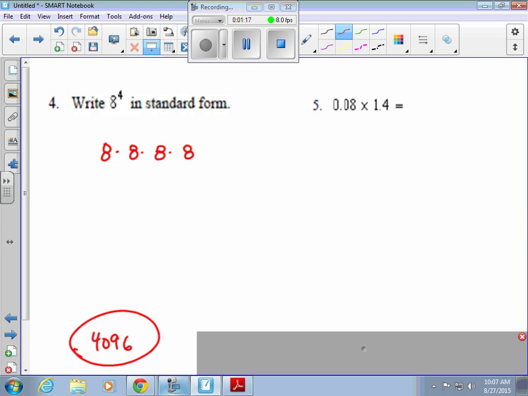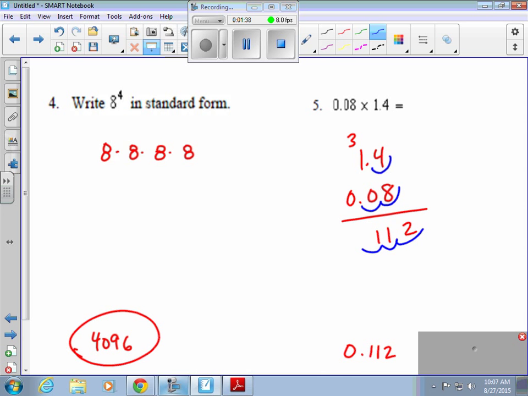For number 5, it says 0.08 times 1.4. Multiply 1.4 times 0.08. 8 times 4 is 32. 8 times 1 plus 3 is 11. And then move that decimal however many times we got. 1, 2, 3 times. And it becomes 0.112.